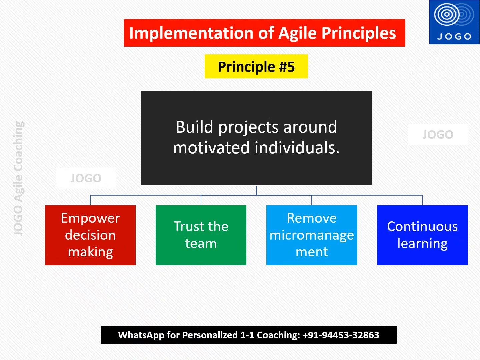Now let us understand how to implement the fifth agile principle at work. The principle is build projects around motivated individuals. To do this, we need to empower the team to take decisions, and we should trust the team. The product owner, Scrum Master and the management should trust the team so that the team will be motivated and can take their own decisions. And we should avoid micromanagement at the organization level, and we need to enable the team for continuous learning. By doing these four activities, we can implement the fifth agile principle at work.